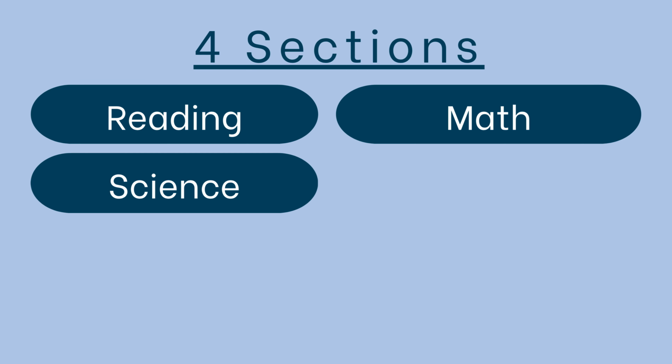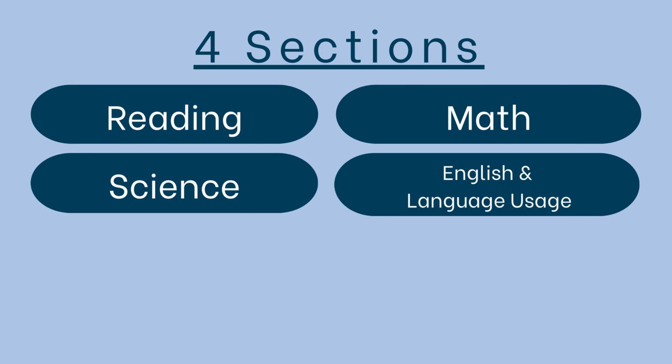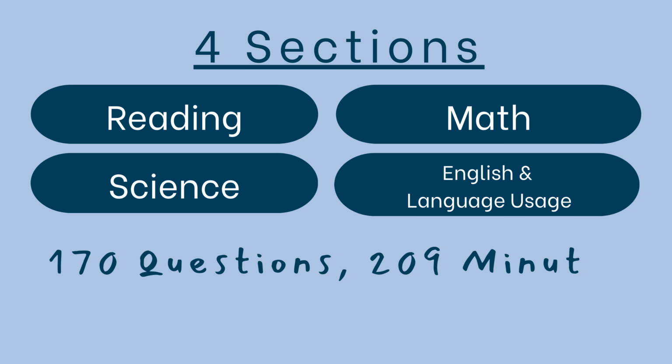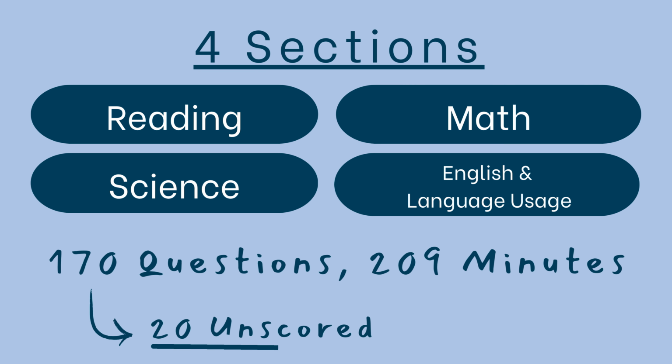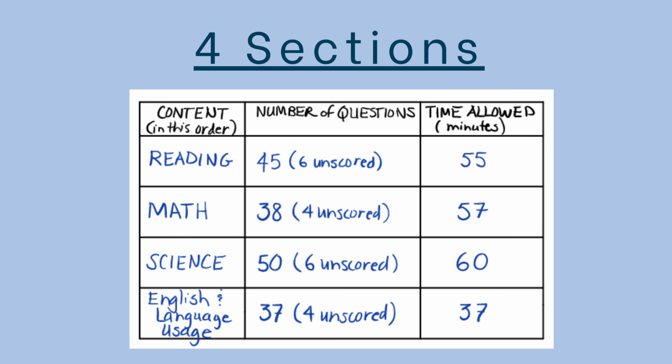The TEAS consists of 4 sections in the following order: reading, math, science, and English and language usage. There are 170 total questions, and the time allowed is 209 minutes. There are 20 unscored questions, which ATI includes to try out possible questions for future exams. You will not know which questions are unscored, so it's important to answer every question to the best of your ability. Let's look at the breakdown of each content area.